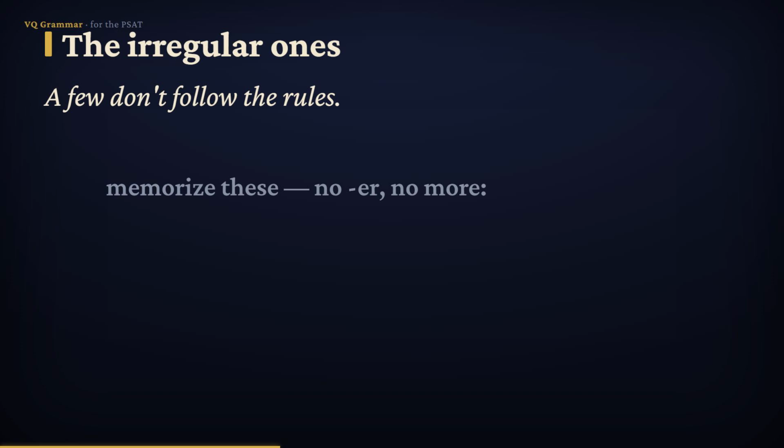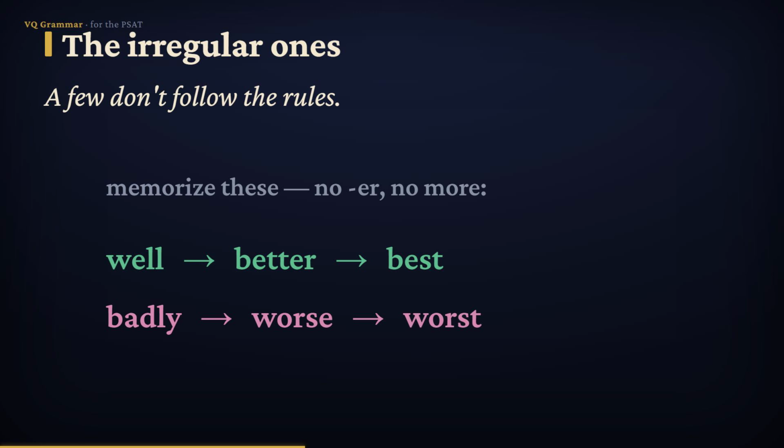Finally, a few adverbs are irregular. They don't add an ending, and they don't take more. You just have to know them. Well becomes better than best. Badly becomes worse than worst. And little becomes less than least. So you'd never say weller or baddest. You say better and worst. These show up constantly, so lock them in. Well, better, best. Badly, worse, worst.